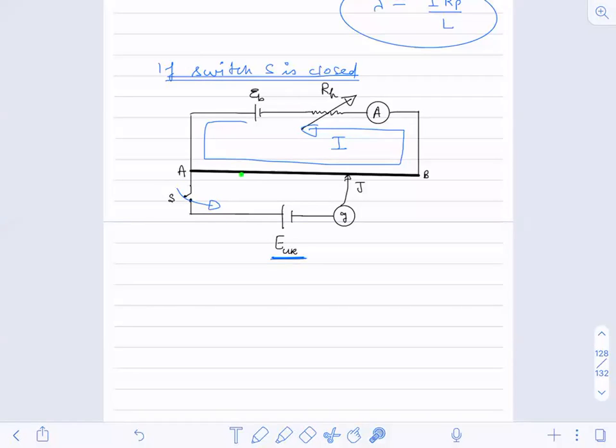You have to drag the jockey like this, like you have done in the meter bridge. Here also you have to drag the jockey now.